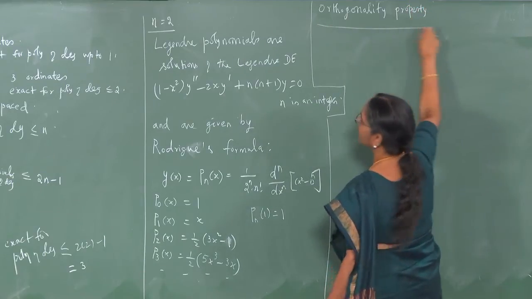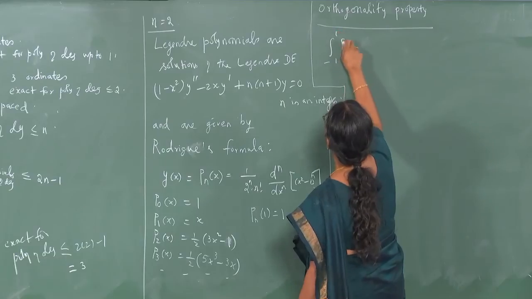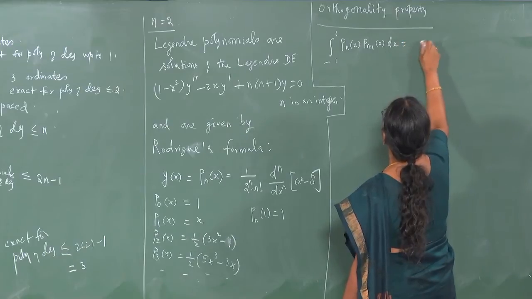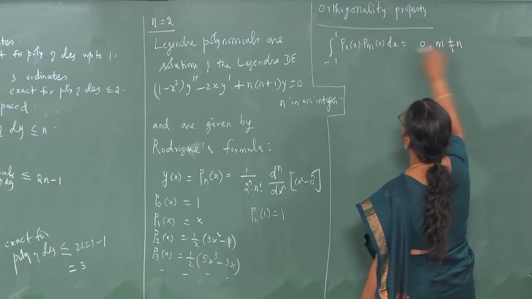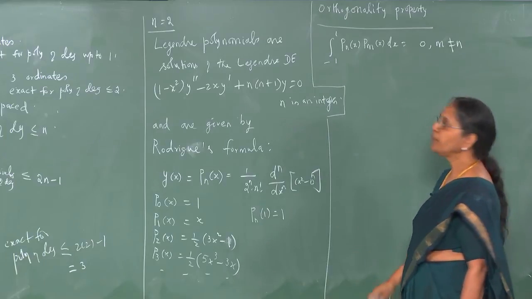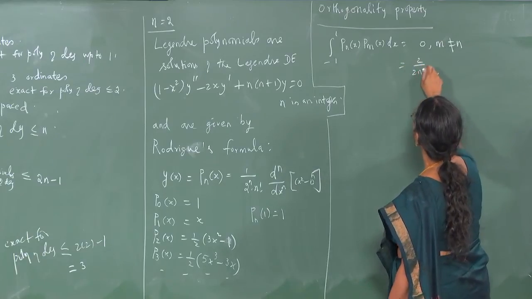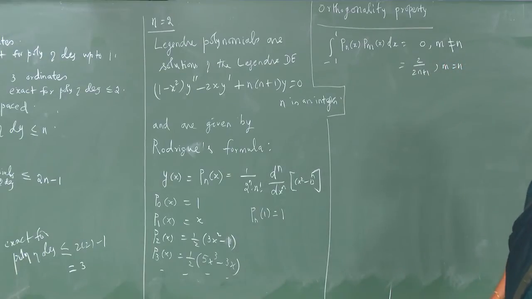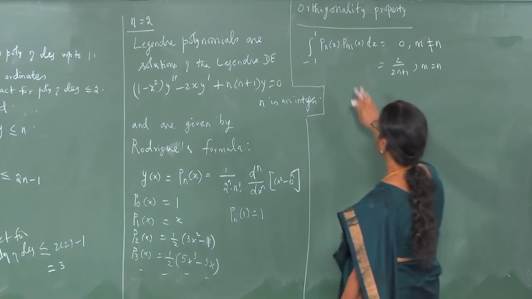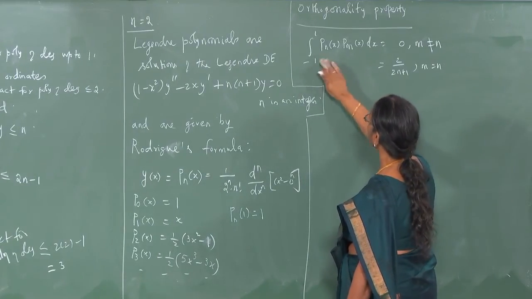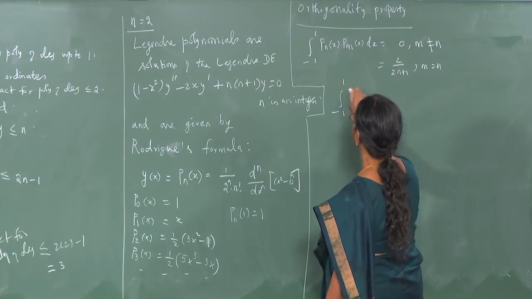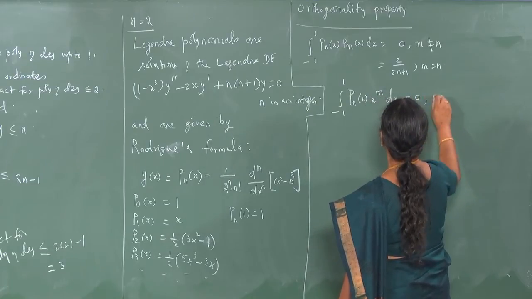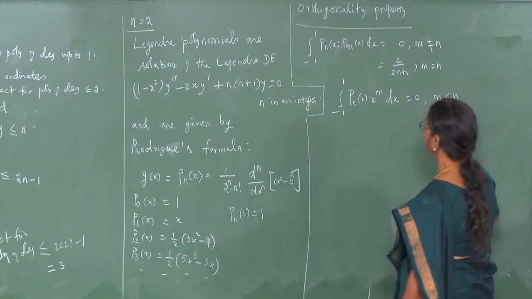which says the integral from minus 1 to 1 of Pn of x into Pm of x dx is 0 whenever the polynomials are of different degree, and it is 2 by 2n plus 1 when they have the same degree. And these polynomials are such that if you consider the integral from minus 1 to 1 of Pn of x into x to the power of m dx, that will be 0 when m is less than n.